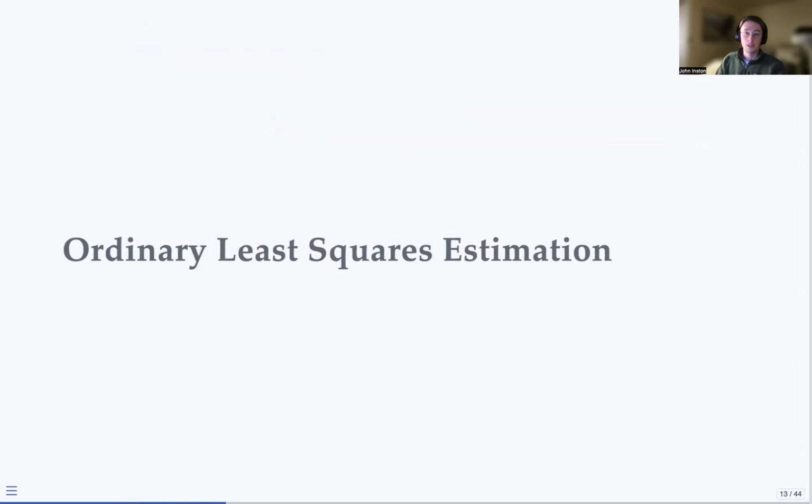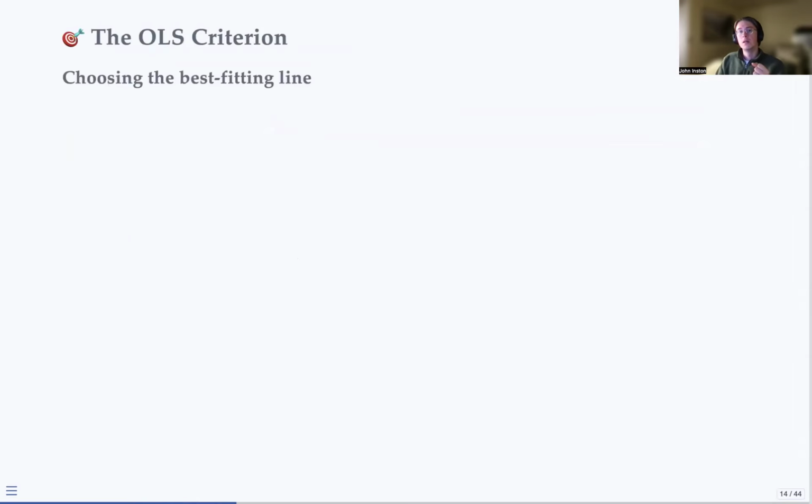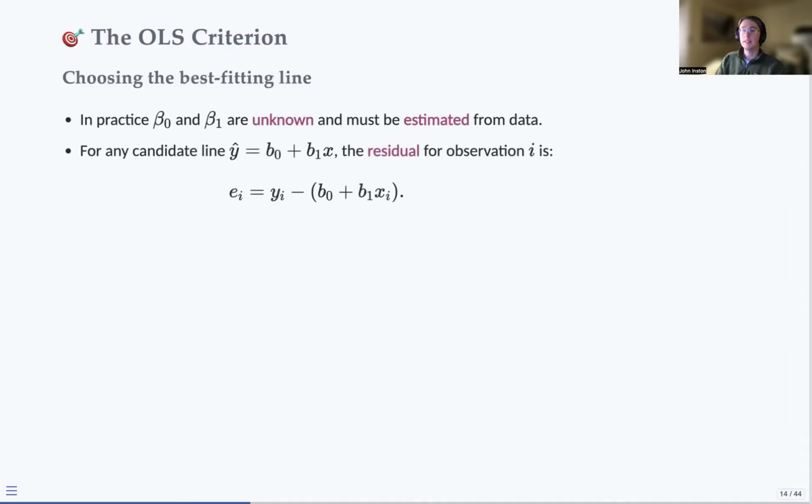And the answer is to use ordinary least squares estimation. So what is that? This is the idea of choosing the best fit line. We have some data and we would like to fit a best fit line. Obviously, we take beta 0 and beta 1 as unknown. We're estimating them from the data. The idea we can apply is that we can propose some candidate of these parameters, beta 0 and beta 1, and for that candidate line, we can compute the estimated output, and then use that estimated output to compute the error.